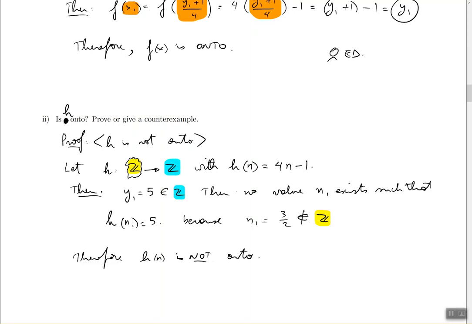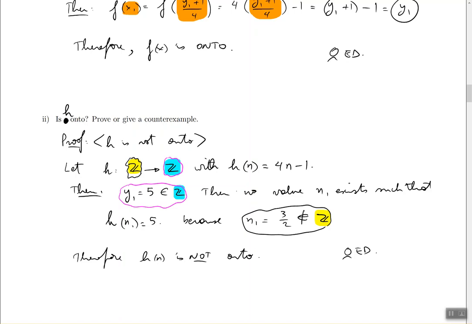So again, to show that something is not onto, all you got to do is find a counterexample. So what does a counterexample consist of? It consists of finding an element y that does not have a valid pre-image. So in this case, the number 5 that you chose from the codomain does not have a valid pre-image in the domain. Unfortunately, the 3/2 that you want is not going to be found in the integers. This is the reason why the function h is not onto.